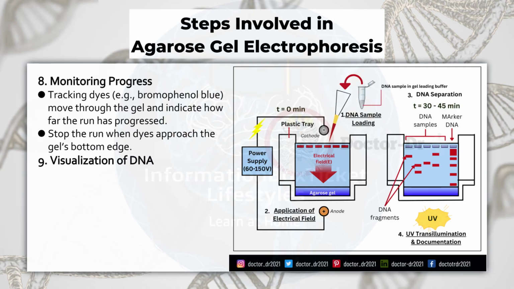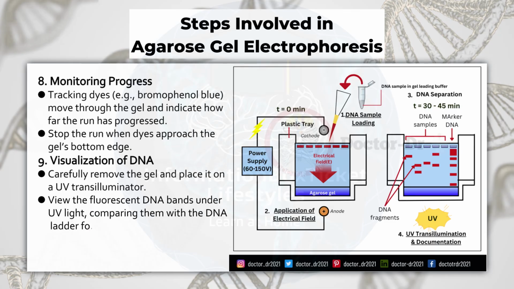Number 9. Visualization of DNA. Carefully remove the gel and place it on a UV transilluminator. View the fluorescent DNA bands under UV light, comparing them with the DNA ladder for size estimation.